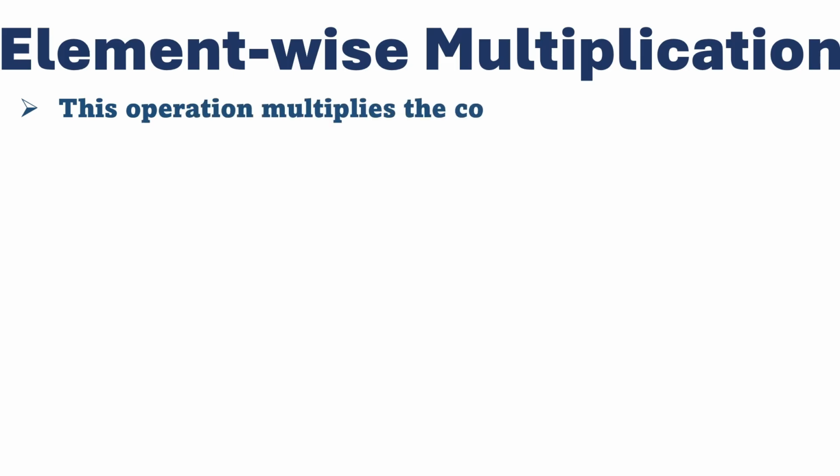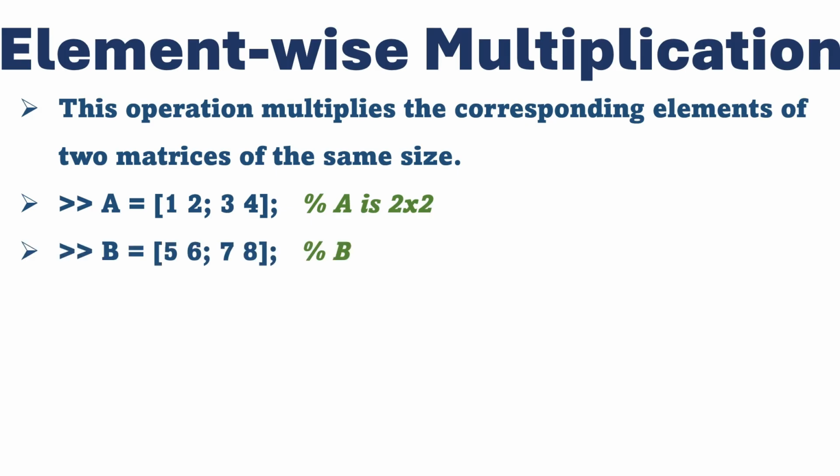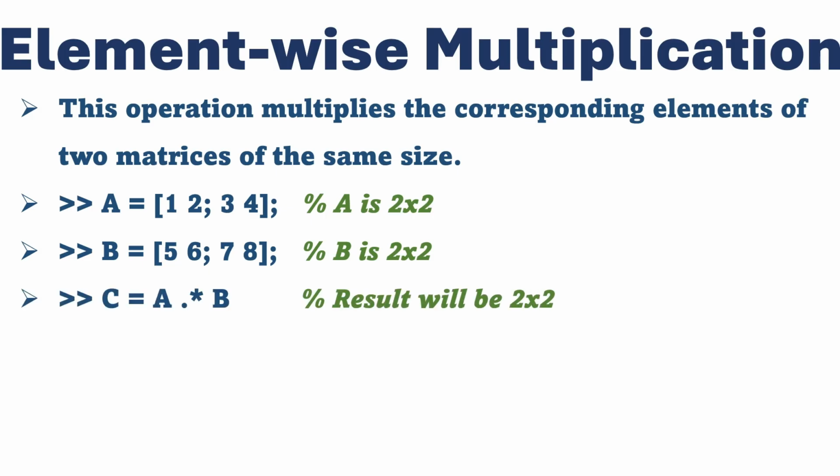But if you go for element-wise multiplication, this operation multiplies the corresponding elements of two matrices of the same size. Here, matrix multiplication will not happen; element-wise multiplication will happen. And this is very simple. Starting with the same example, we keep two matrices of the same size, 2 by 2: A equals 1, 2, 3, 4, and B equals 5, 6, 7, 8. And you just have to use the dot operator.